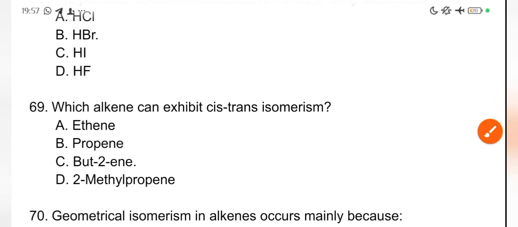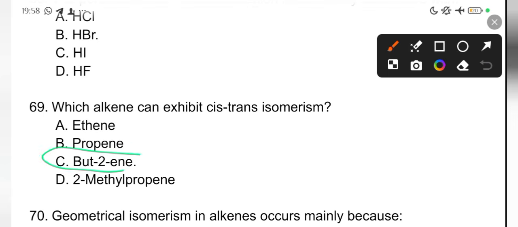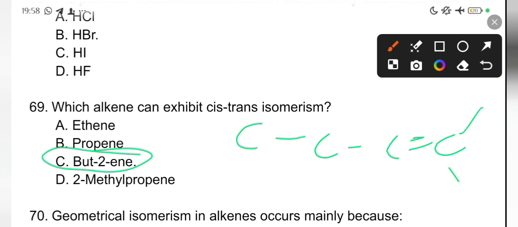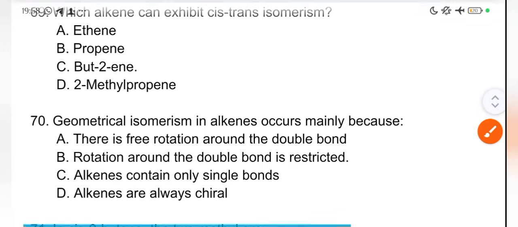Which alkene can exhibit cis-trans isomerism? But-2-ene can exhibit it. But-2-ene is 1, 2, 3, 4, right? The double bond is going to be here, between 2 and 3. If the groups are on the same side, it is cis. If on different sides, it is trans. You should know that, right? So but-2-ene undergoes cis-trans isomerism.